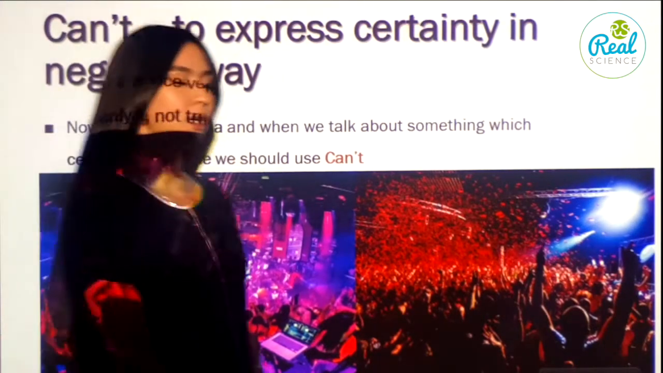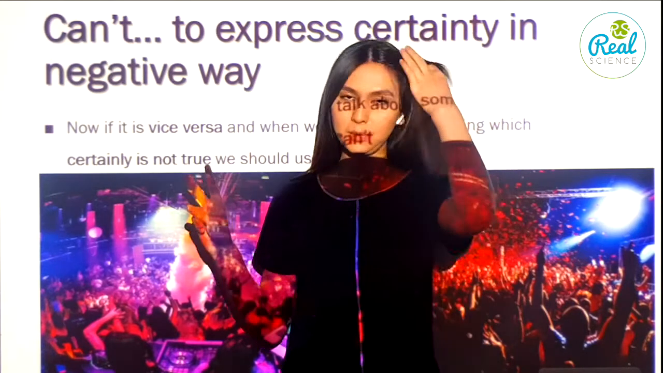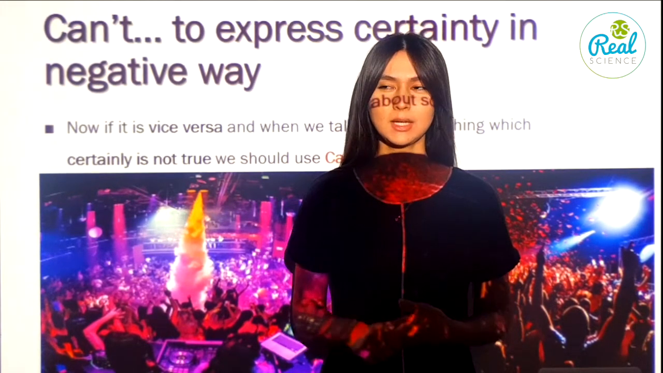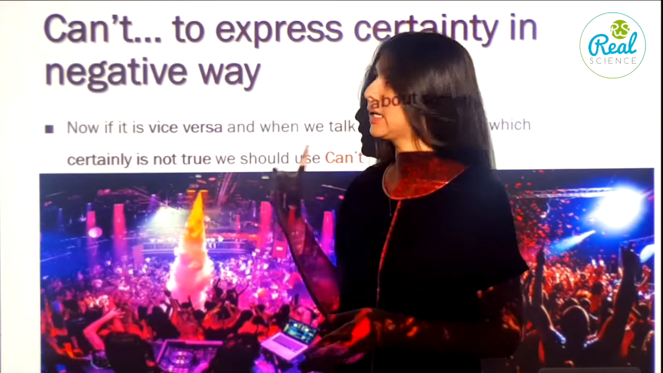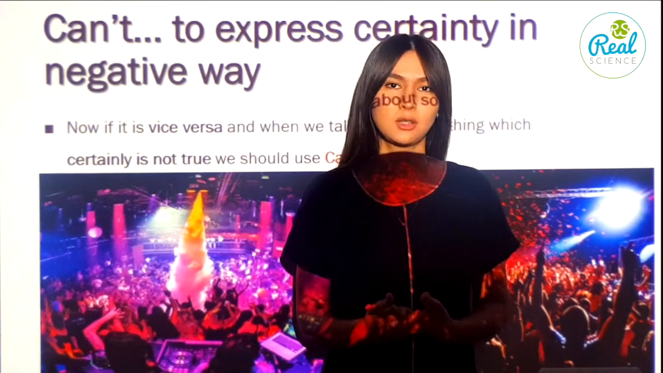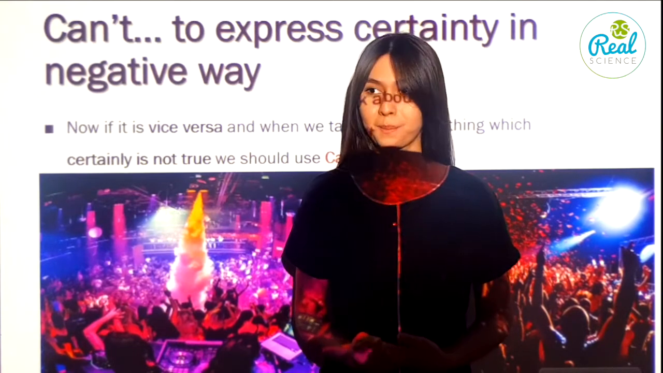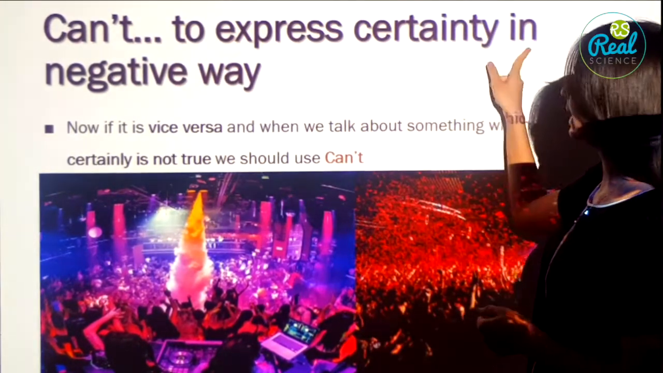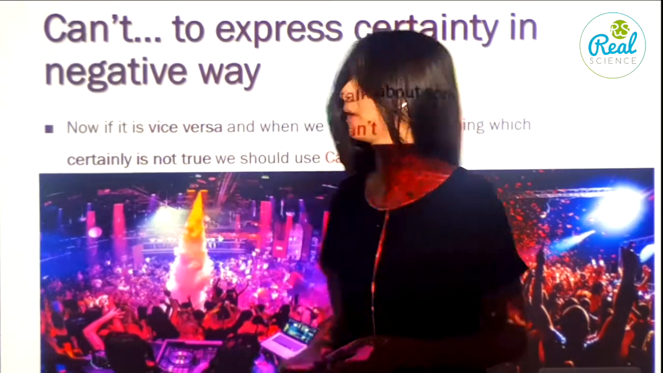Now, guys, we come to can't. So what is the difference between must and can't? In must, guys, you are 100% sure that something will happen or is happening or happens. But can't we use when you are 100% sure that something will not happen, does not happen, or is not happening. Okay? So can't to express certainty in negative way. So pay attention to the word negative way.